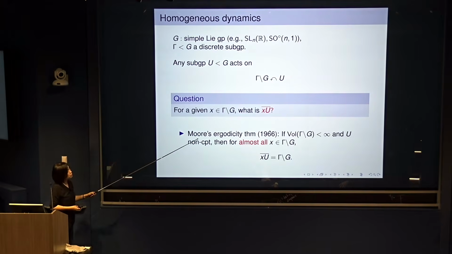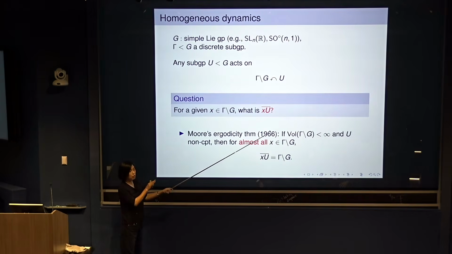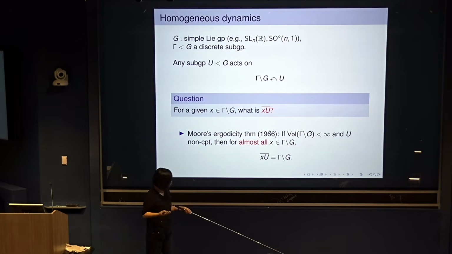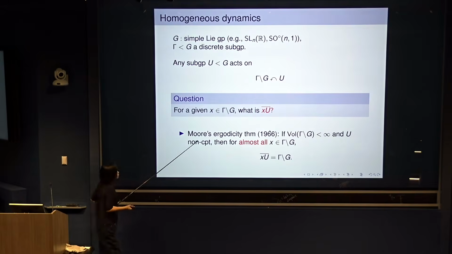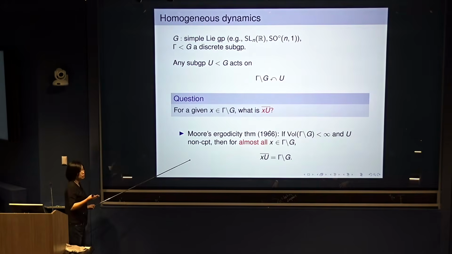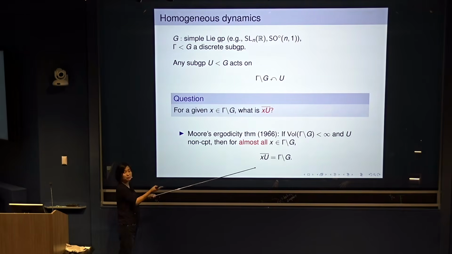There is a theorem called the Moore ergodicity theorem, which says that if your space has finite volume, so we've been talking about the compact case, but we can even allow finite volume because there are non-compact spaces with finite volume, and if your subgroup U is a non-compact group, then for almost all points, as Hiroshi asks, your orbit will be dense. So generically, no matter where you start, you will see all the places in G mod gamma.